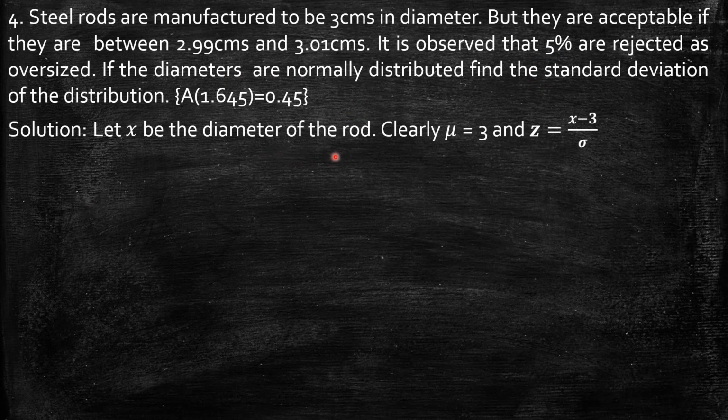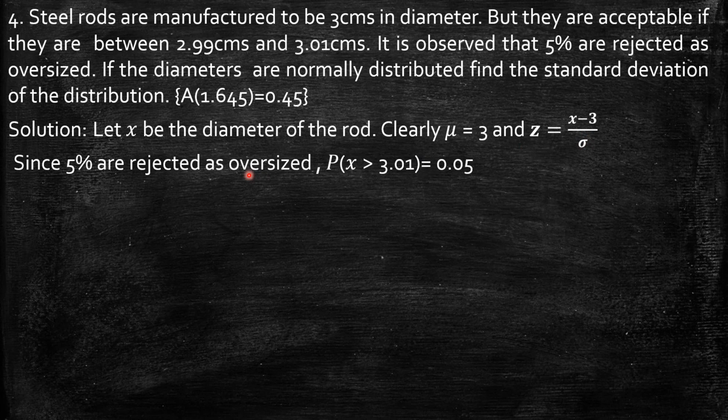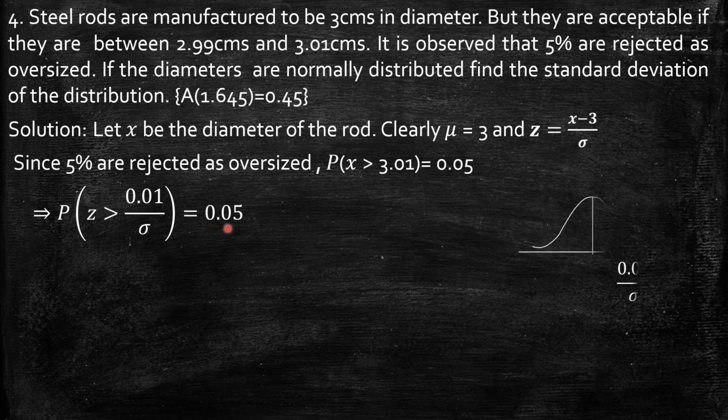So let x be the diameter of the rod. Clearly mu is 3, and z, which is (x minus mu) by sigma, becomes (x minus 3) by sigma. The probability of x greater than 3.01 is 0.05, since 5% are rejected as oversized by the given data. Now I convert: corresponding to x equal to 3.01, the z value will be (3.01 minus 3), that is 0.01 by sigma. So the probability of z greater than 0.01 by sigma is 0.05. This probability is the area under the curve in this region, because it is greater than some number, here 0.01 by sigma.